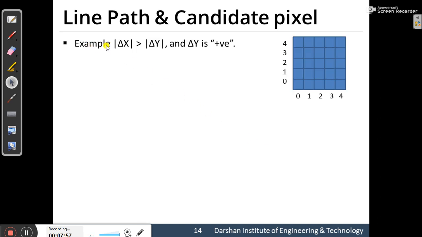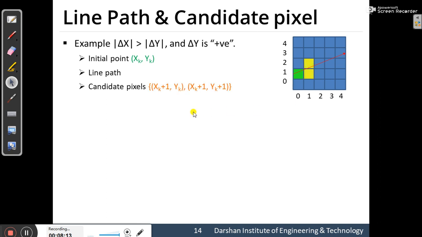Suppose the example is like del x greater than del y and del y is positive. The initial point will be that one. Suppose the initial point is this one, the line path will be in that direction, and the candidate pixel is this way. So x will be incremented, and then y will be incremented. x will be incremented and y will be incremented. So these are the two candidate pixels.